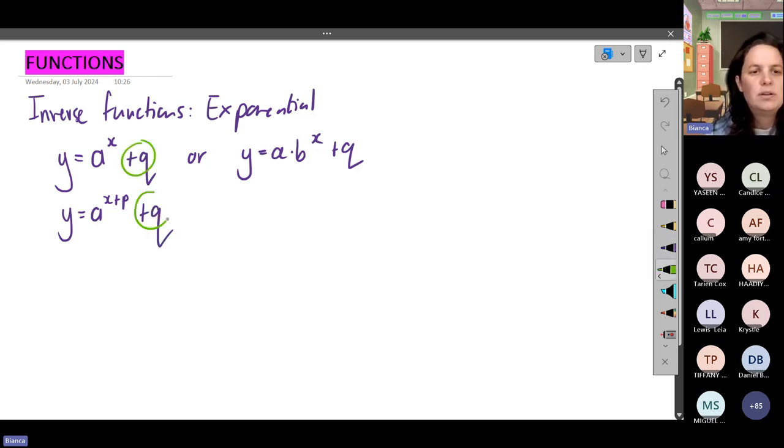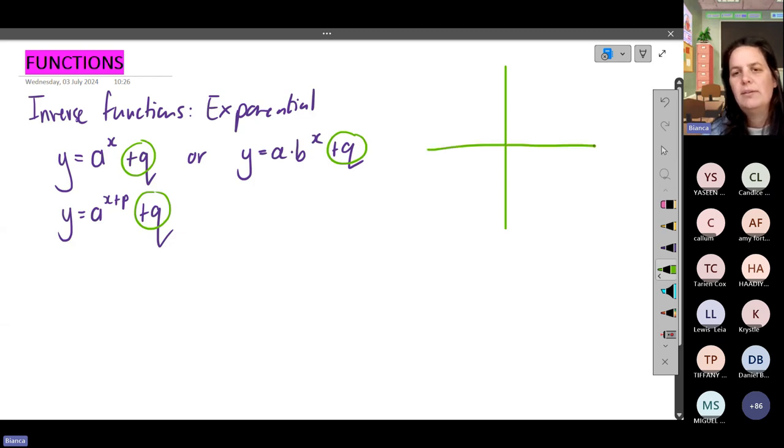This q, no matter which formula they give you, the q stands for the y asymptote, the horizontal asymptote. So for instance, this is just a random little example here. Let's say that this q over here was positive 2. It means that you would have an asymptote here going through the y-axis at 2.